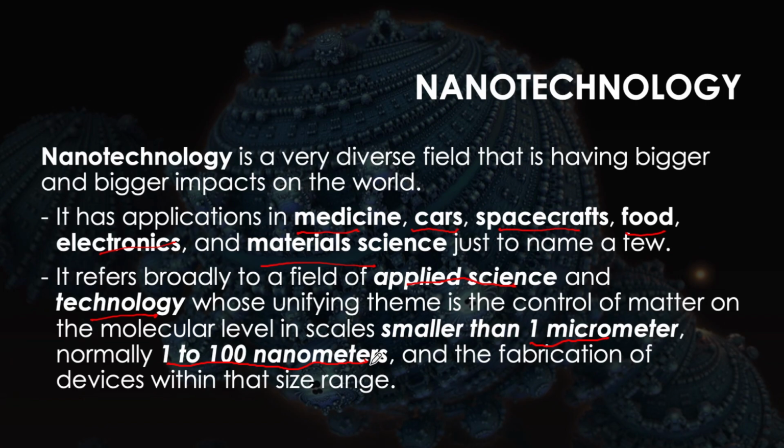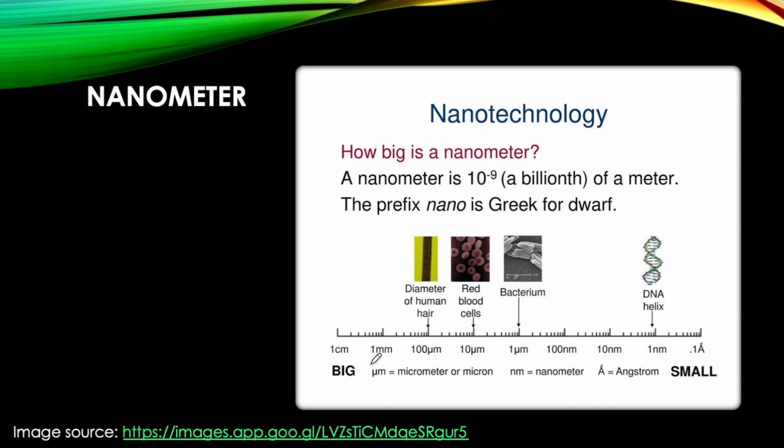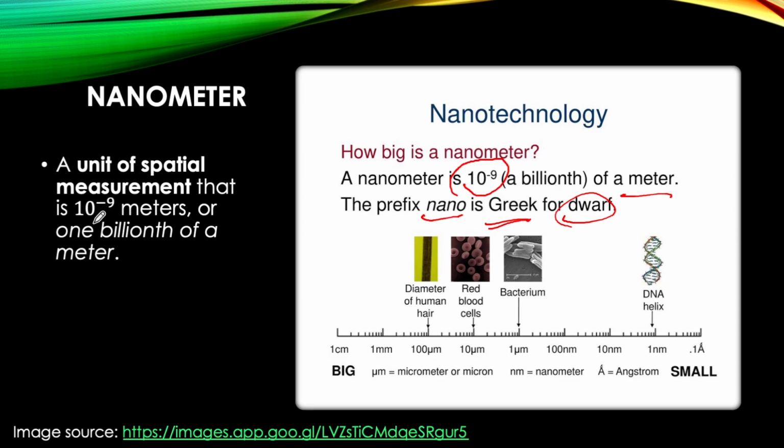So how small is a nanometer? This is how small it is. How big is a nanometer? A nanometer is 10 raised to negative 9, that is a billionth of a meter. This is very, very small. You cannot even see things in this size with your naked eyes. The prefix nano is a Greek word which means dwarf. It's a unit of spatial measure, again 10 raised to negative 9 meters, or 1 billionth of a meter.